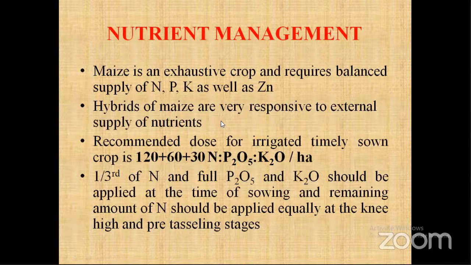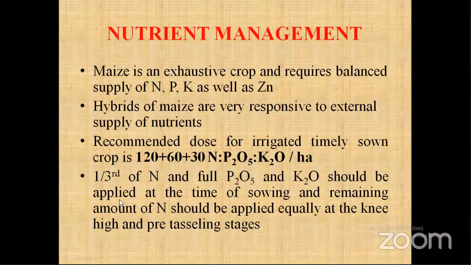External supply means we are applying the nutrients with the help of fertilizers. Indigenous supply means the plant generally takes up nutrients from the soil. The recommended dose for irrigated, timely sown maize crop is 120 plus 60 plus 30 NPK per hectare. One third of nitrogen, and the full dose of phosphorus and potassium, should be applied at the time of sowing.